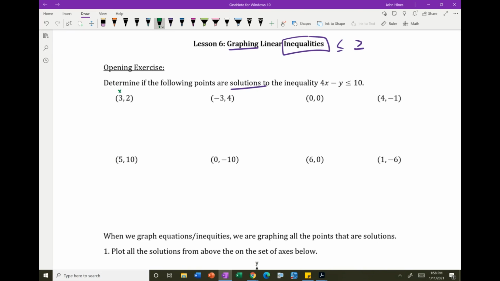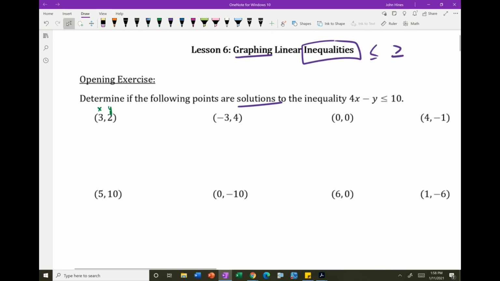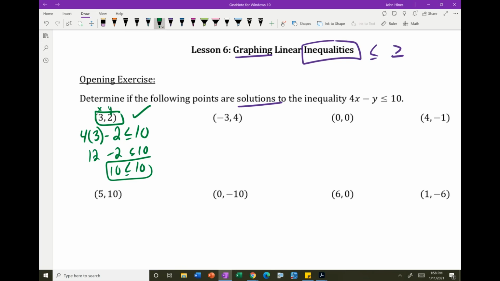So let's take the point 3, 2, and I'm plugging that in for x and y. 4 times x minus y, is that less than or equal to 10? Well, 12 minus 2, is that less than or equal to 10? Yeah, 10 is less than or equal to 10. So this point is a solution. Let's try the next one. Negative 3, 4. Plug in a negative 3. Plug in a 4. Is negative 16 less than 10? Yes, it is. That is a solution.